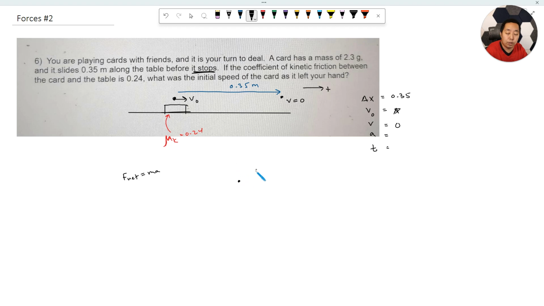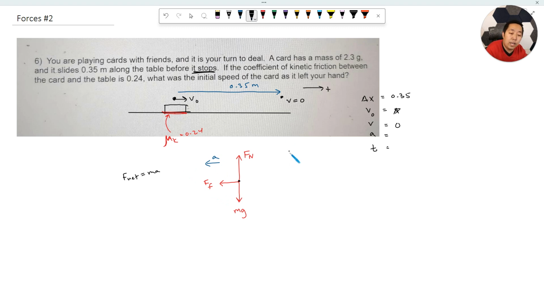The first thing in a force problem is to draw the free body diagram. Gravity acts downward toward the center of the Earth. Then we think about what's touching it: the surface exerts a normal force, perpendicular to the surface. Then we have friction, which runs parallel to the surface. Because the card moves to the right, friction acts to the left, and the acceleration is to the left, since it eventually comes to a stop.